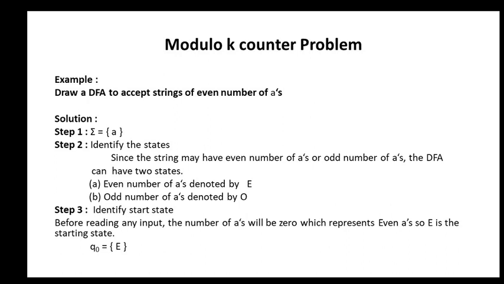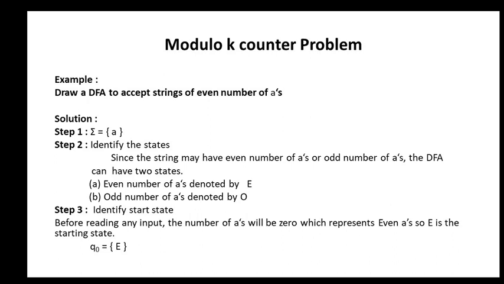Draw a DFA to accept strings of even numbers of A. This is a problem in which we have to draw a DFA so that the machine should accept strings with an even number of A's. That is, two A's, four A's, six A's, like that. It should accept even numbers of A's.